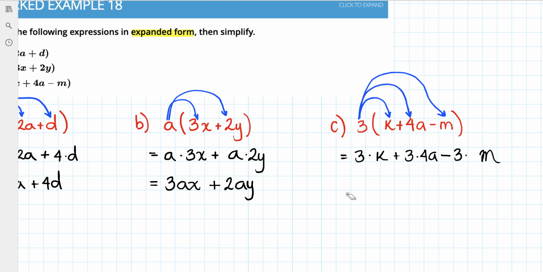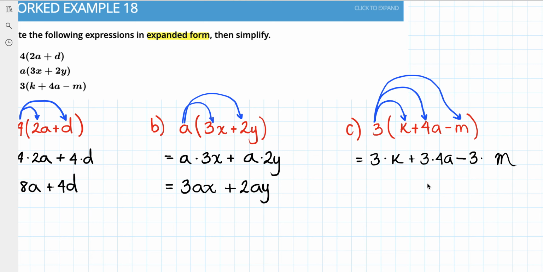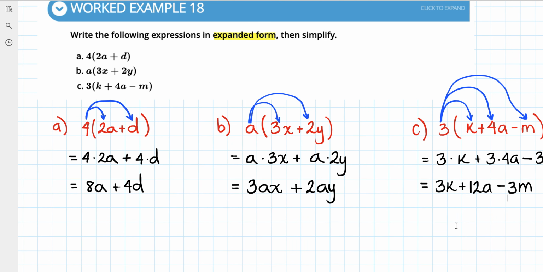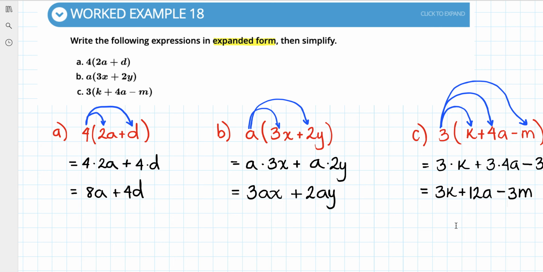And then I have these ones here. 3 times m. Now this is going to be equal to 3k plus 12a take away 3m. That 3 looks awful, doesn't look like a 3 at all. Wonderful. Okay, I'll do the other example in the next video.